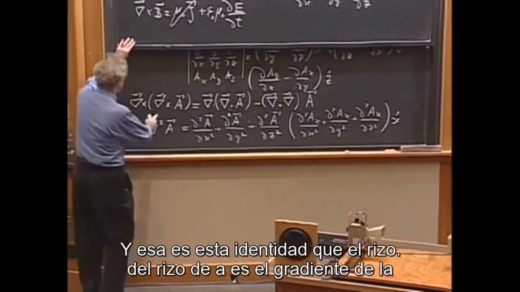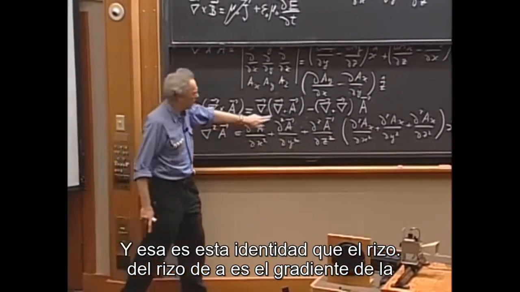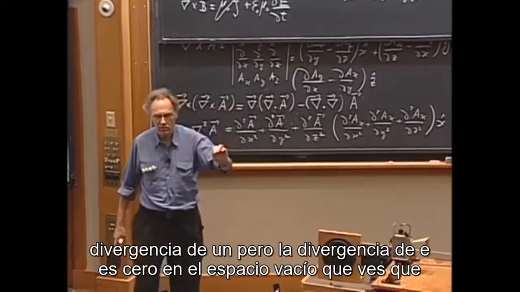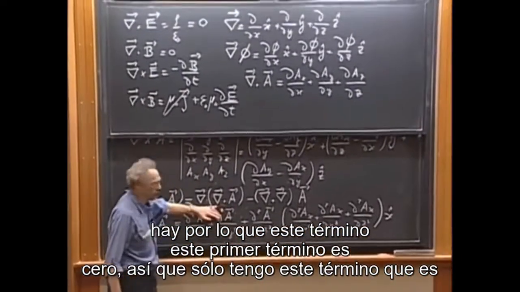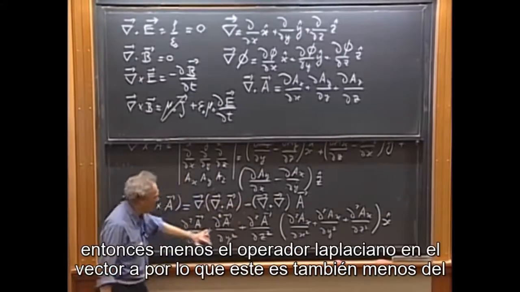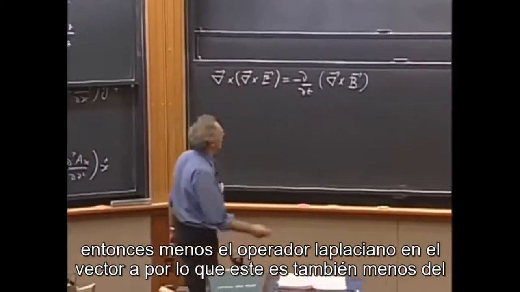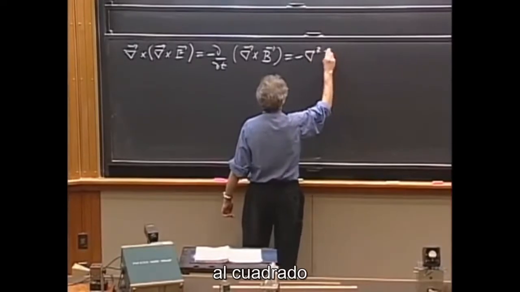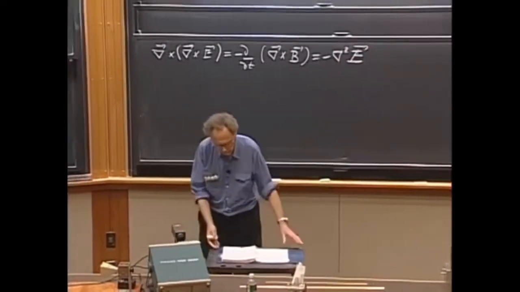Now I use the only thing that we should remember, and that is this identity, that the curl of the curl of A is the gradient of the divergence of A minus the Laplacian of A. But the divergence of E is 0 in empty space. You see that there. So this first term is 0. So I only have this term, which is minus the Laplacian operator on the vector E. So this is minus del squared E.